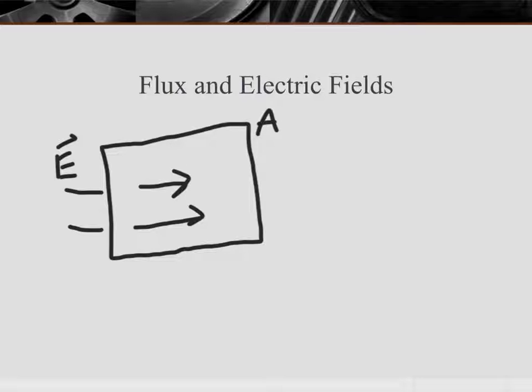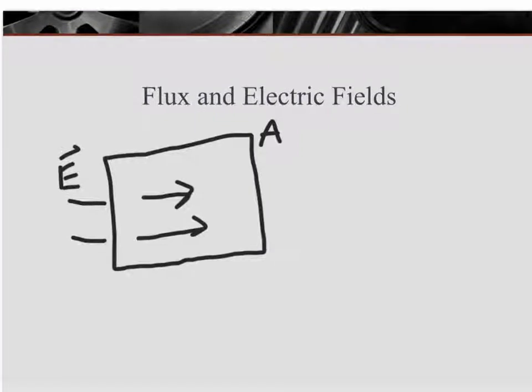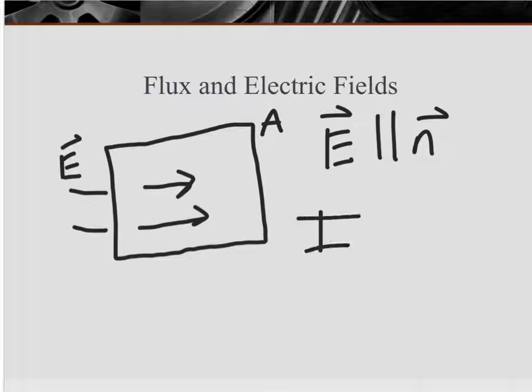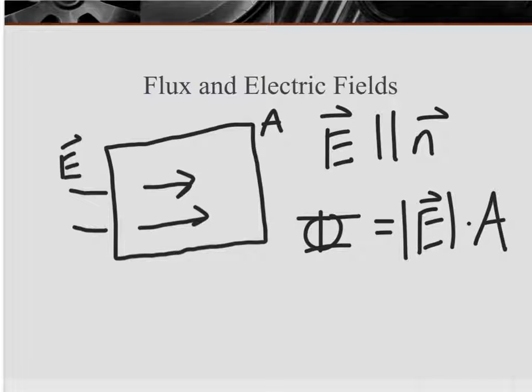Now in this case, let's say that E is parallel to the normal vector. That means E is perpendicular to the area. Well, then the flux is just really the magnitude of E times the area.